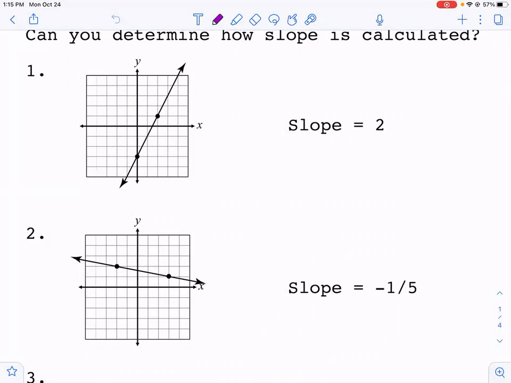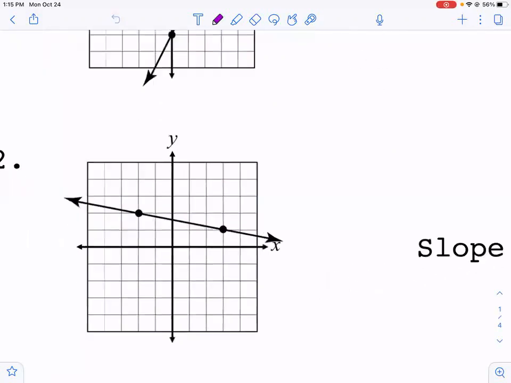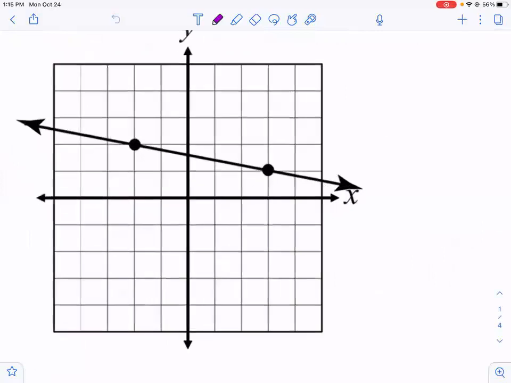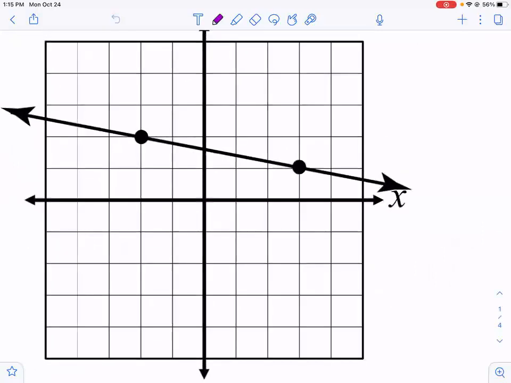Okay, so Amy, you're shaking your head really excitedly. What did you figure out was number 2? Could you describe that a little bit more? What do you mean, like the distance? Okay, so what's our horizontal distance right here? 5. And what's our vertical distance? 1.